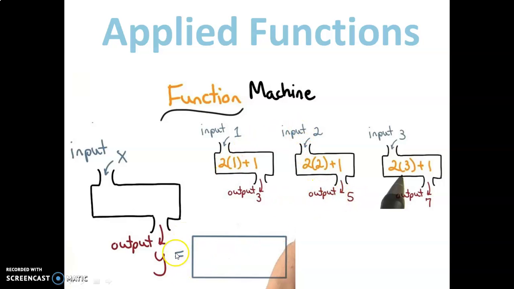So, what do you think the equation is that represents this function? Hopefully, you came up with 2x plus 1, and we can clearly see it here: 2 times the input number plus 1, 2 times the input number plus 1, and so on. So, 2 times the input plus 1 gives you the output y.